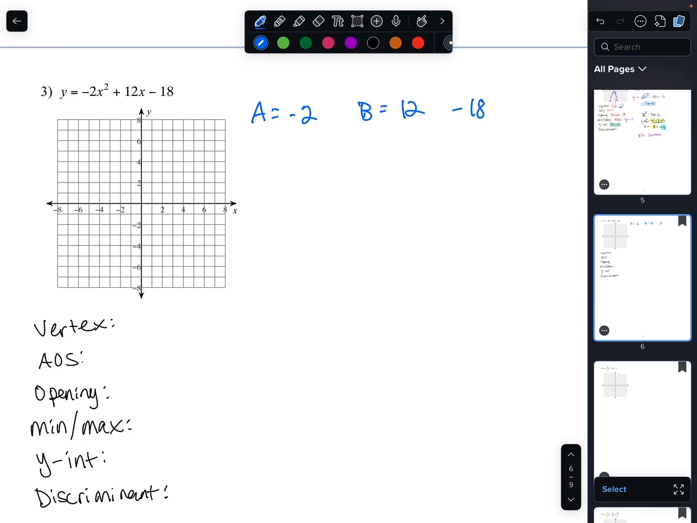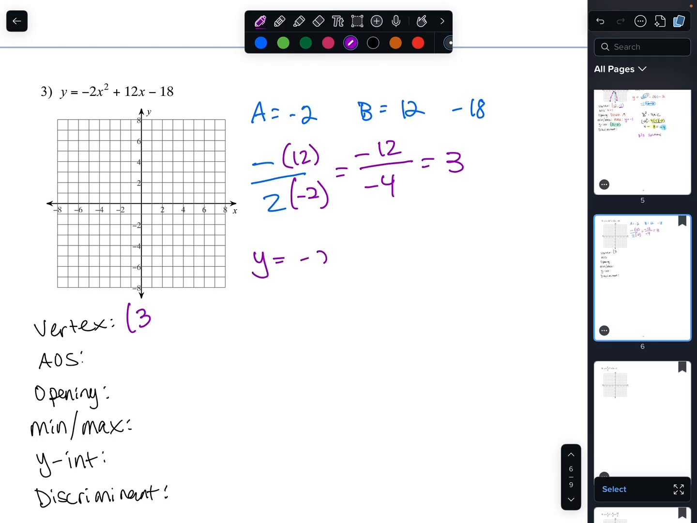Okay, so now what I got to do is my negative B over 2A. I'm going to put my negative in my 2. My B is 12. And my A is -2. So this ends up becoming -12 over -4. And that makes that a positive 3. That's the x-coordinate of my vertex. Now I got to plug that 3 back into the equation to get the y-coordinate out.